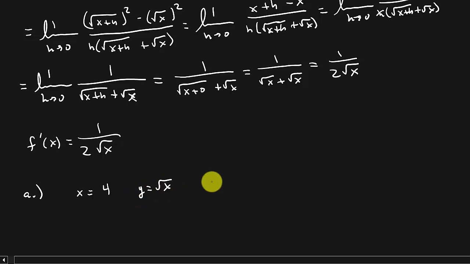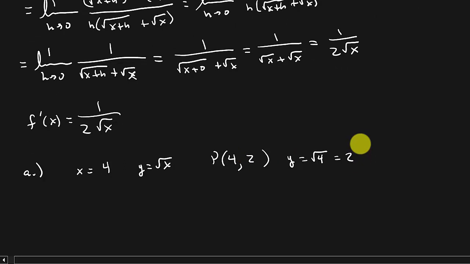Okay, so my point is 4. The x coordinate is 4. What's the y coordinate? The y coordinate is the square root of 4, right? I take the 4 and plug it in for x, is 2. So it's at the point 4, 2. Now I need the slope. So the slope of my tangent line is what? Well, that's f prime of 4. I'm evaluating the derivative at the x value. So that's 1 over 2 times the square root of 4, which is 1 over 2 times 2, which is 1/4.